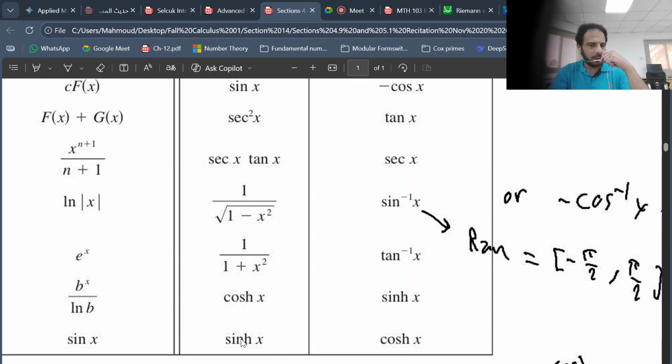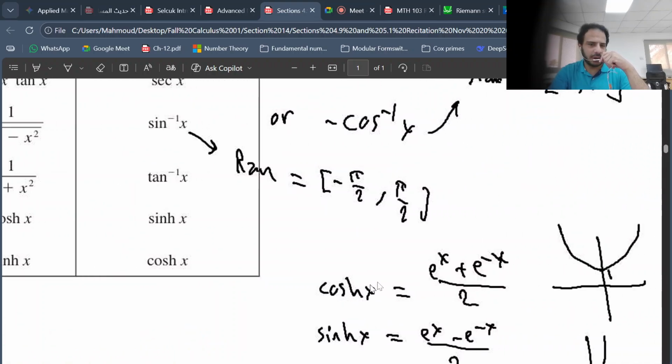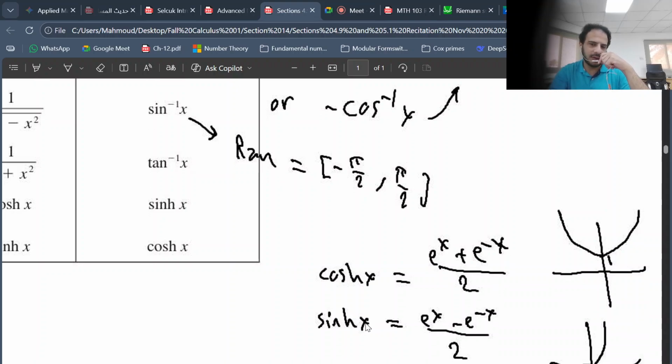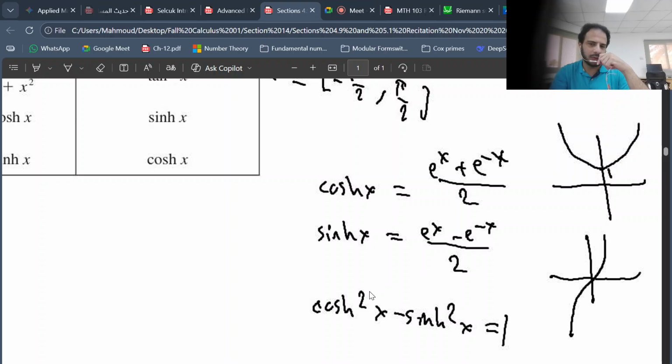You didn't study hyperbolic functions, right? This is hyperbolic cosine, hyperbolic sine. I think these are not with you, right? But if you are curious, here is the definition. Cosh x is e to x plus e to minus x over 2. Sinh x, e to x minus e to minus x over 2. And you have this identity. They are similar to sine and cosine. They have their own identity. Cosh squared minus sinh squared equals 1. But if this is not with you, forget about it.